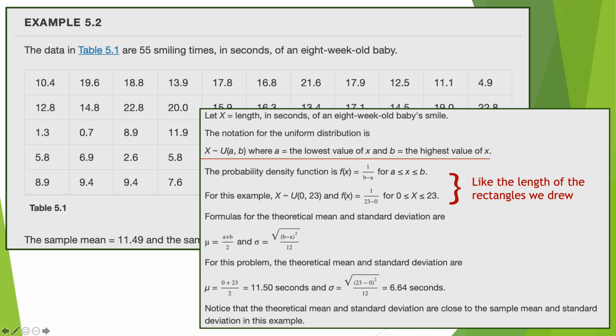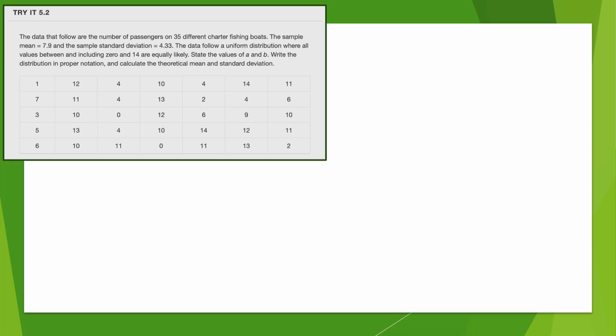All right, so let's take a look. Please note, they give you the formulas. You will be given formulas on anything you have to figure out. You don't have to commit them to memory. So the data that follow are the number of passengers on 35 different charter fishing boats. The sample mean is 7.9 and the sample standard deviation is 4.33. The data follow a uniform distribution. That means we can make it like a rectangle, where all values between and including 0 and 14 are equally likely. So lowest value 0, highest value 14, equally likely.